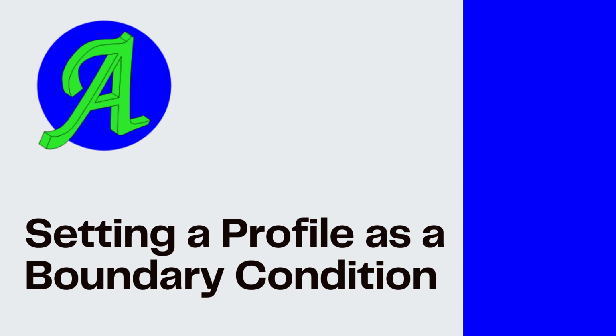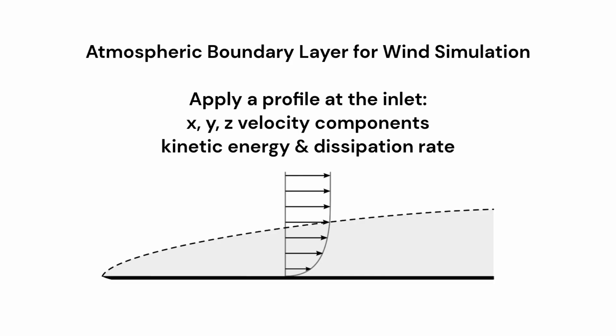Let's walk through how to create a custom boundary condition in Azore. When setting boundary conditions, you can assign either a constant value or alternatively, you can use profile data. This is useful if you want to set a velocity profile at the flow inlet instead of a constant velocity.